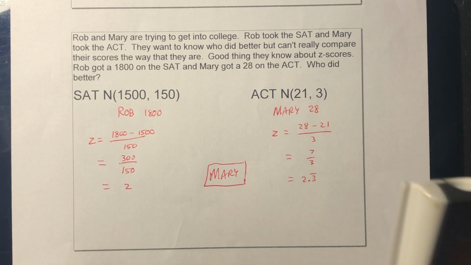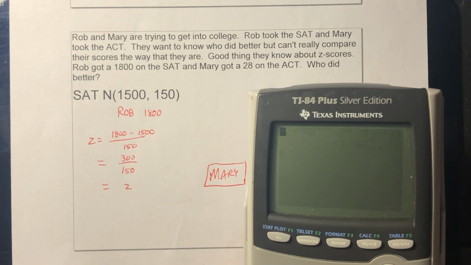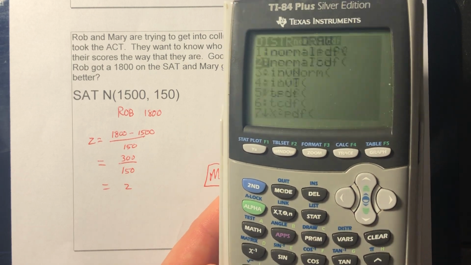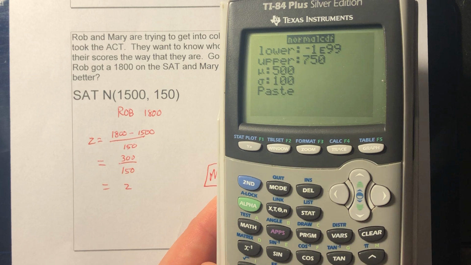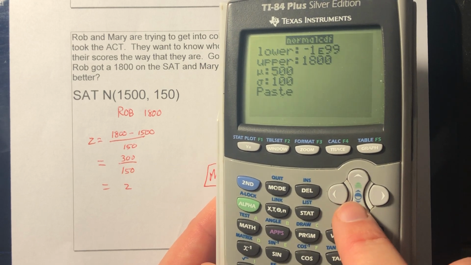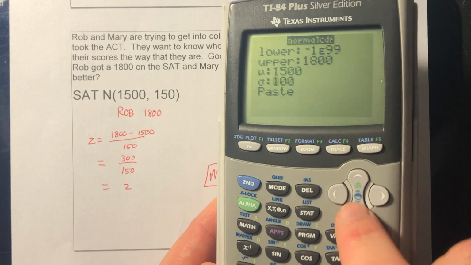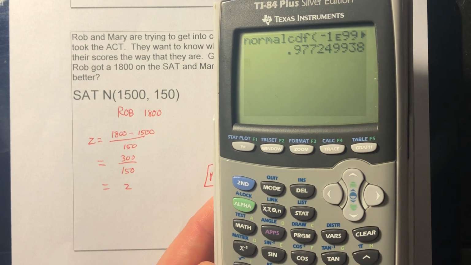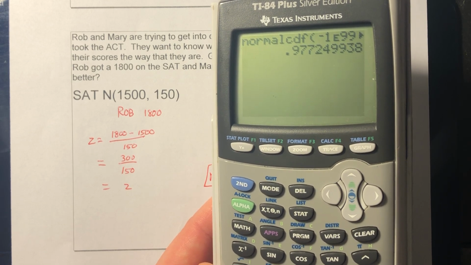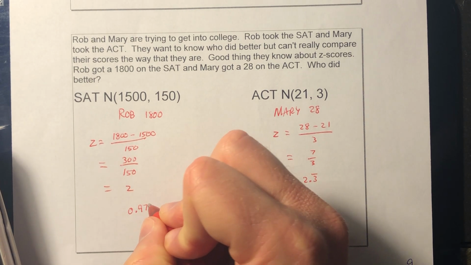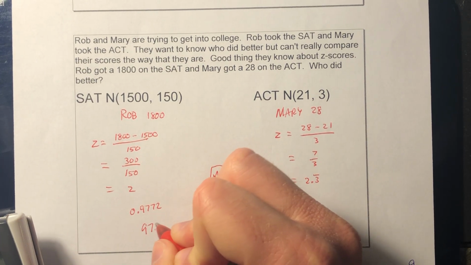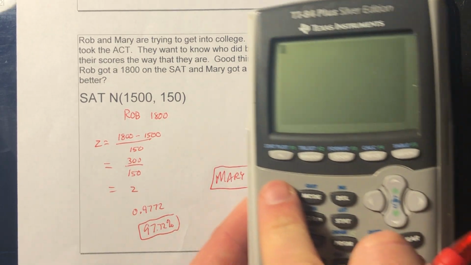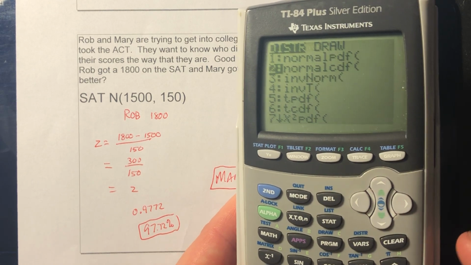Now, if we do the percentile, so again, second vars, option 2. Okay, Rob had a score of 1800. The mean was 1500. Standard deviation was 150. Okay, so that was his percentage, 0.9772. So let me write that down, 0.9772. So 97.72%.